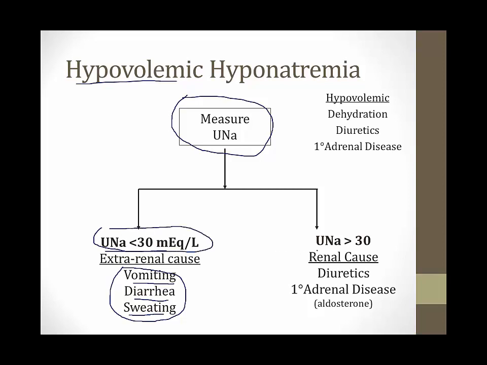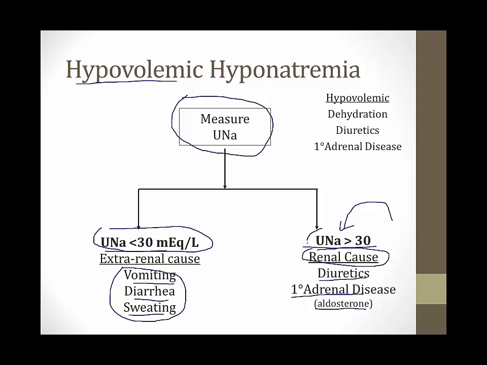On the other hand, if the urinary sodium is high, such as greater than 30, this usually means there is some renal-related cause of the fluid and salt loss. So for example, patients on diuretics can have lots of sodium in the urine because the diuretics block resorption of sodium. Patients who have primary adrenal disease have low aldosterone levels.